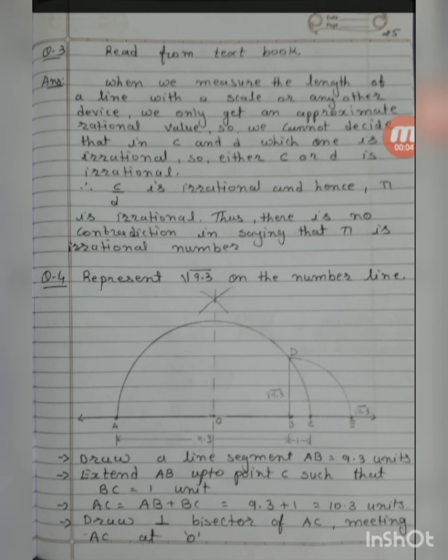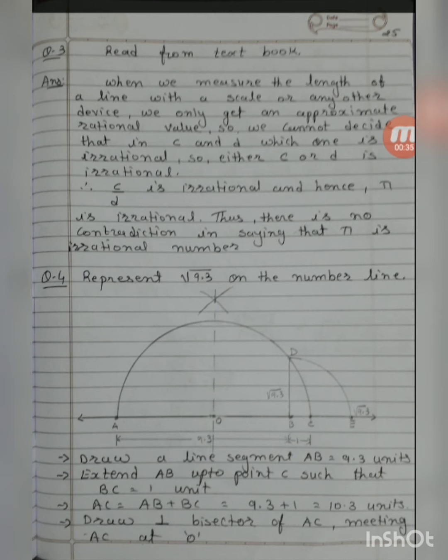Now question number 3. To read the question, everyone take out your textbook, page number 24. So, here, question number 3. Recall, pi is defined as the ratio of the circumference C of the circle to its diameter D. That is, pi is equal to C by D. This seems to contradict the fact that pi is an irrational number. How will you resolve this contradiction?